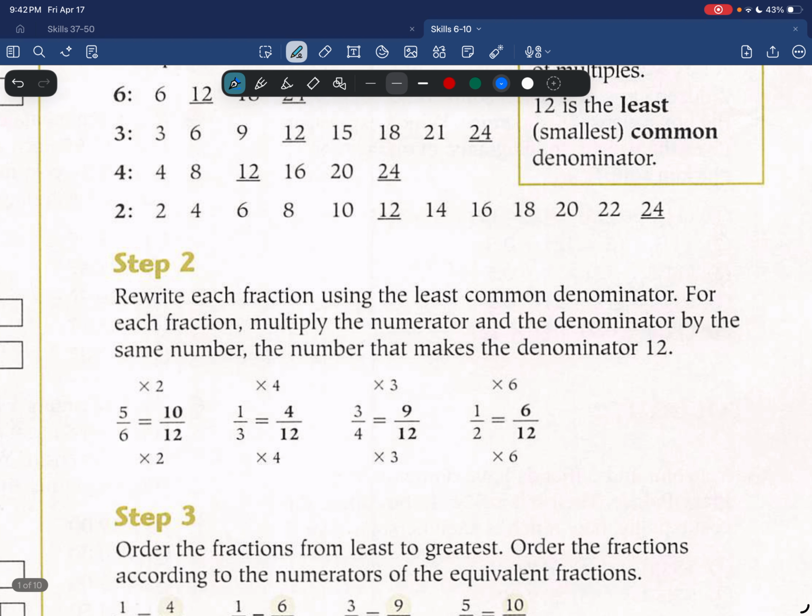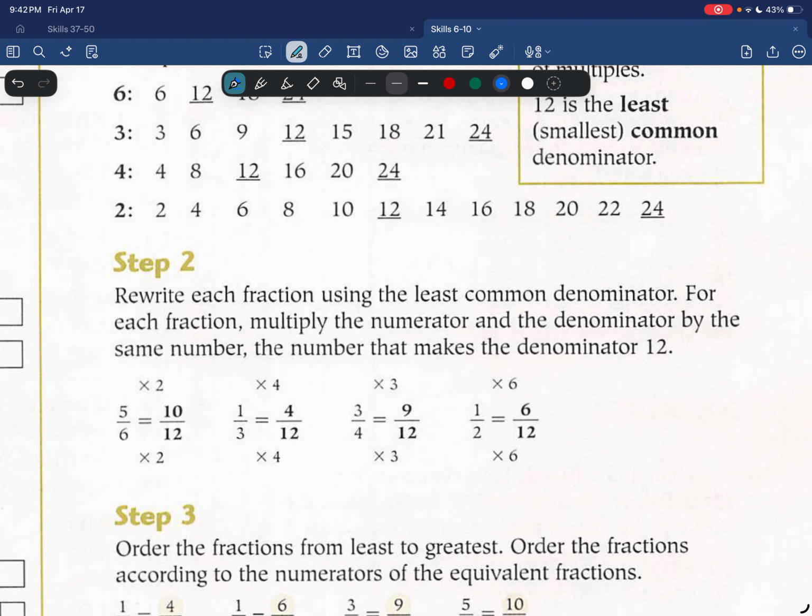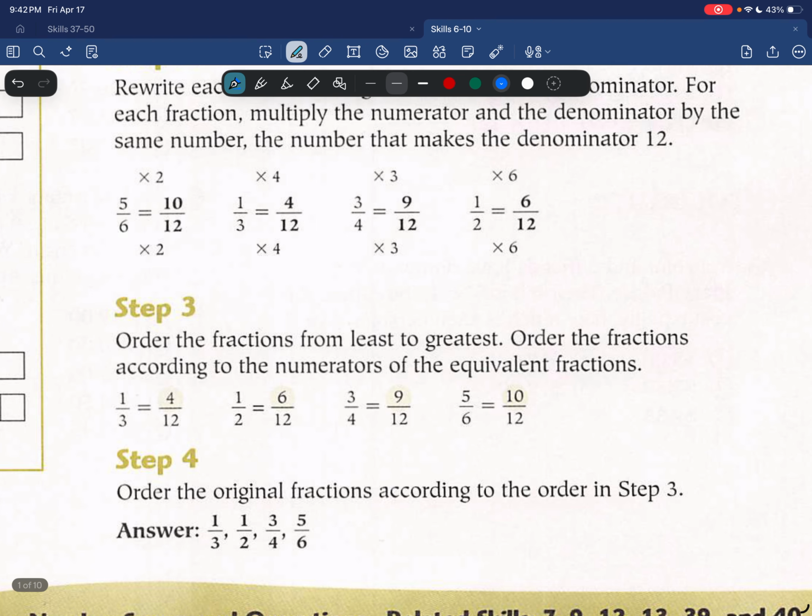Then rewrite each fraction using the least common denominator. For each fraction, multiply the numerator and the denominator by the same number, the number that makes the denominator 12. We did that. Then step 3 is to order the fractions from least to greatest. Order the fraction according to the numerators of the equivalent fractions. So once you have them all in terms of 12, let me do a little bit of highlighting here. Once you have everybody in terms of twelfths, then you can look at your numerators to put them in ascending order.